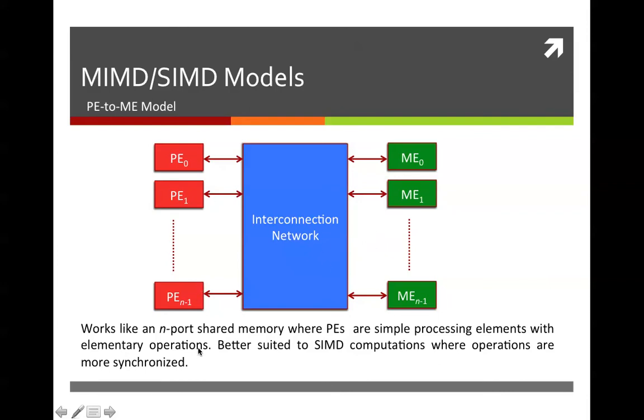And so, like I said, this really works like an n-port shared memory, where the memories can be considered to be contiguous, but then you have the number of ports to sustain this, or you can think of them as separate modules of memory. But the interconnection network makes it possible for these processing elements to actually access these memory elements. We're going to say a lot more about interconnection networks later, so I'm going to leave it at this. But the main idea is that this is really better suited to SIMD computations, where synchronization is better achieved.